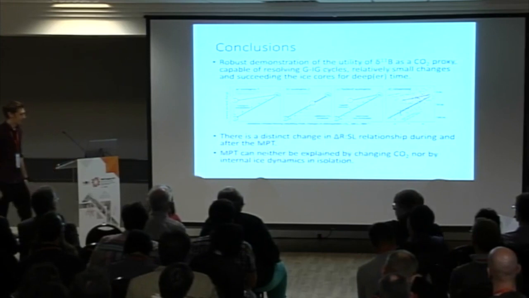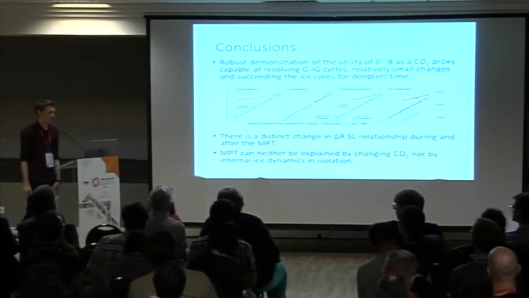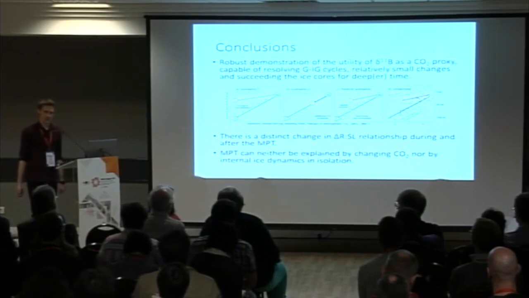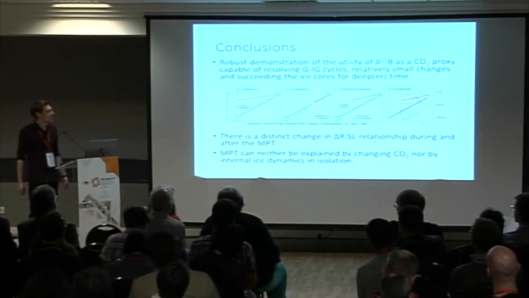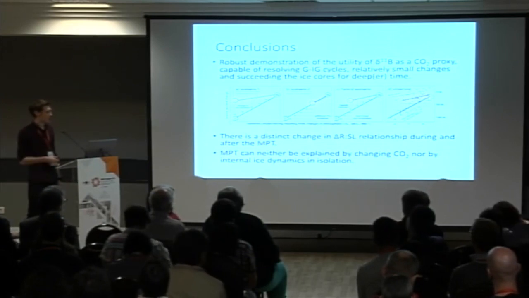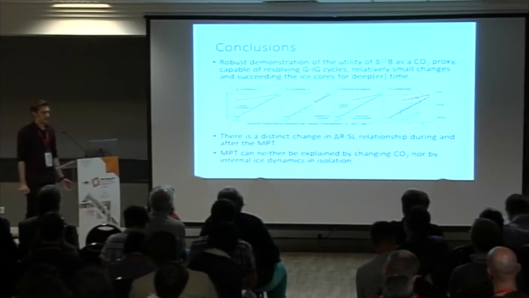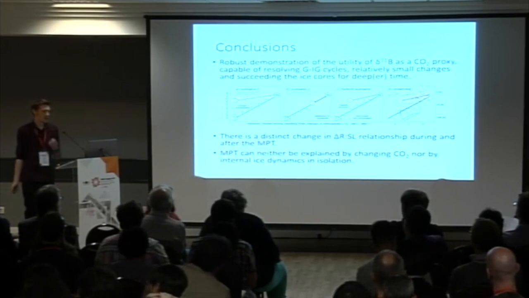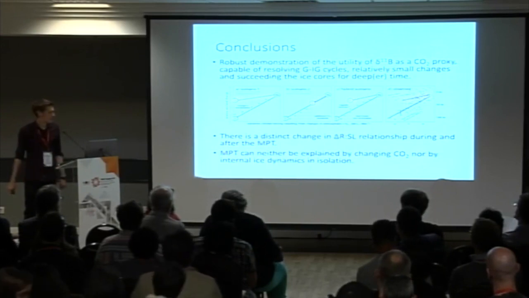So hopefully I've shown that we've got a robust demonstration that we can use boron isotopes as a CO2 proxy, not just to resolve large changes in the climate system, but also these relatively small changes that are not associated with enormous CO2 change. Also that we've got a distinct change in the delta radiative forcing, so change in radiative forcing for sea level relationship during the MPT and after the MPT.